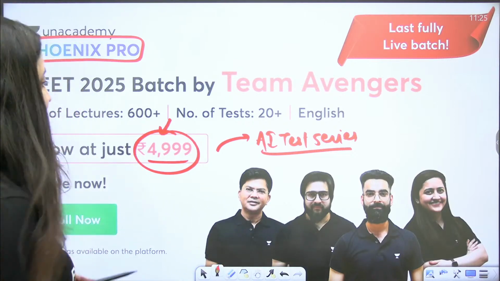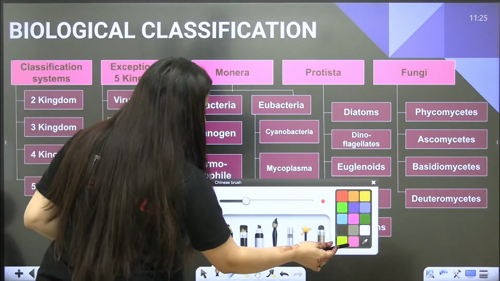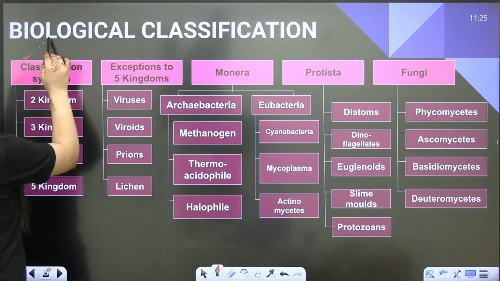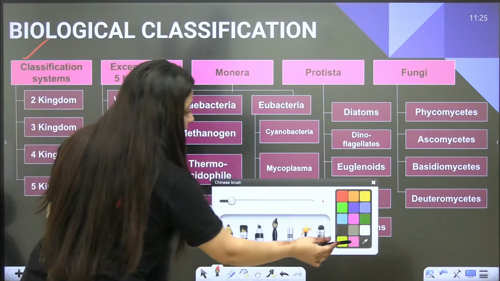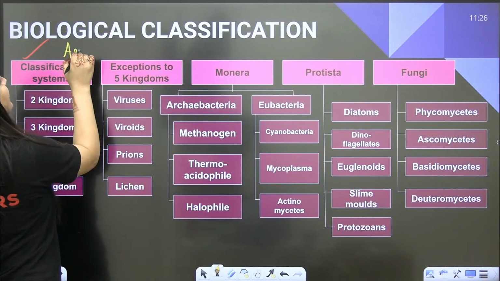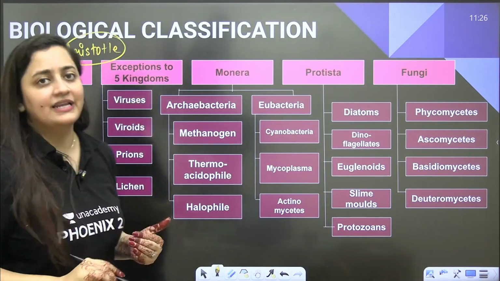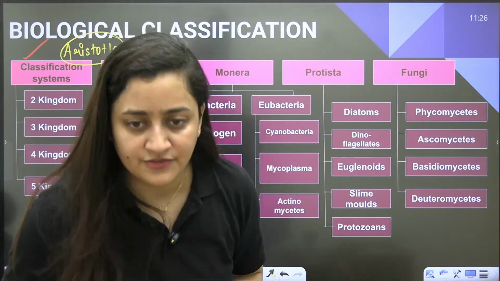Done? Okay, so let's start the class. Let's start the kingdom Monera. Start with a quick revision. In the last class we discussed biological classification. We know who first attempted to classify organisms. You know that Aristotle is the name. Scientifically, he first tried to classify the organisms, right?